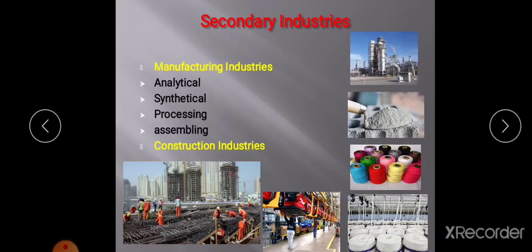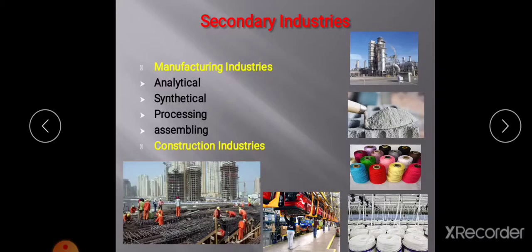What do you mean by manufacturing industries? Manufacturing industries are those industries which are concerned with the conversion of raw material and semi-finished products into finished products. The output of primary industries generally becomes the raw material for manufacturing industries. Here, manufacturing industries means the conversion of raw material into finished products. That is the duty of the manufacturing industries. Here, which raw material they will use? The primary industries' final product is used as a raw material for the final product in manufacturing industries.